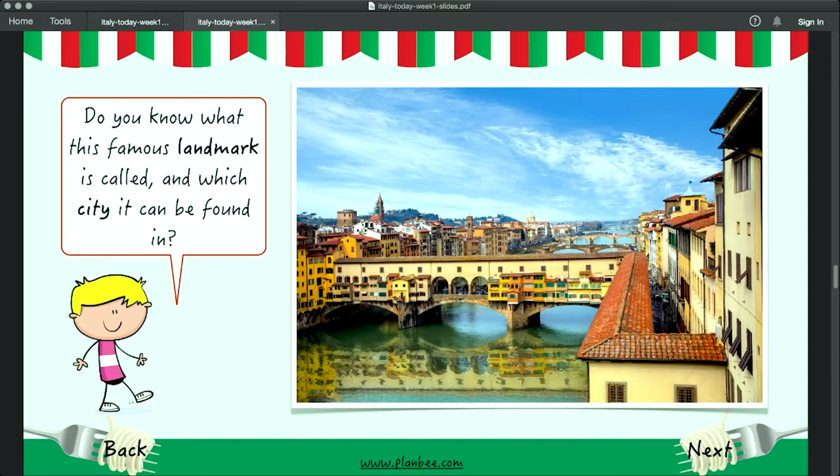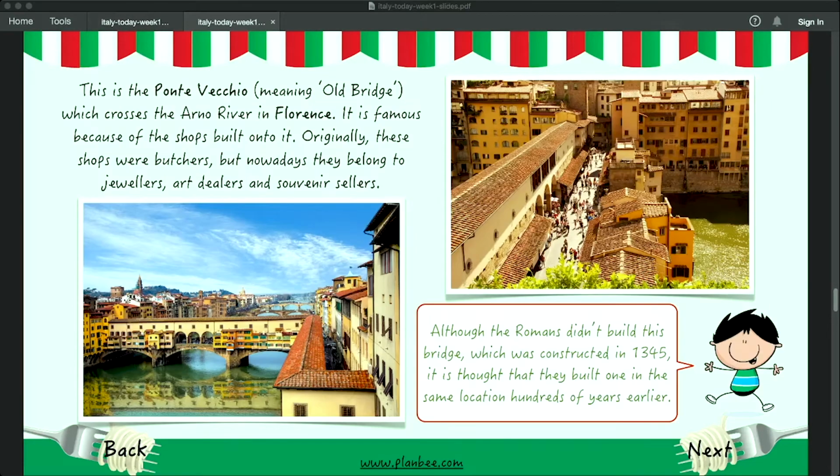Do you know what this famous landmark is called? Which city is it found in? This is the Ponte Vecchio, meaning Old Bridge. It crosses the Arno River in Florence and it's famous because of the shops built onto it. Originally, these shops were butchers, but nowadays they belong to jewellers, art dealers and souvenir sellers.